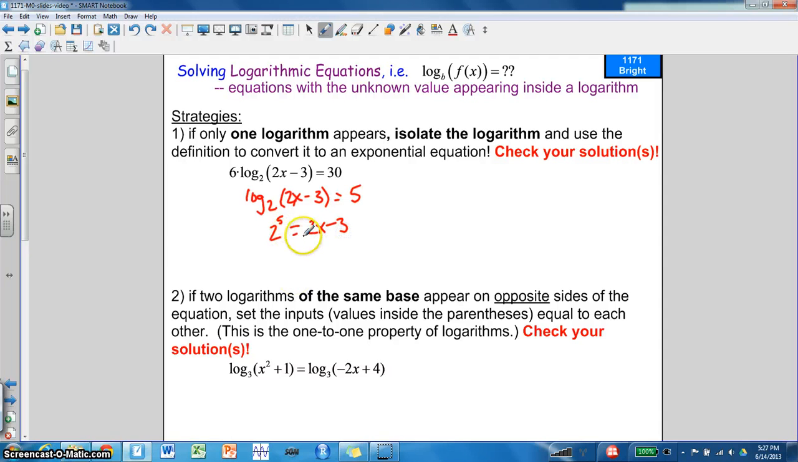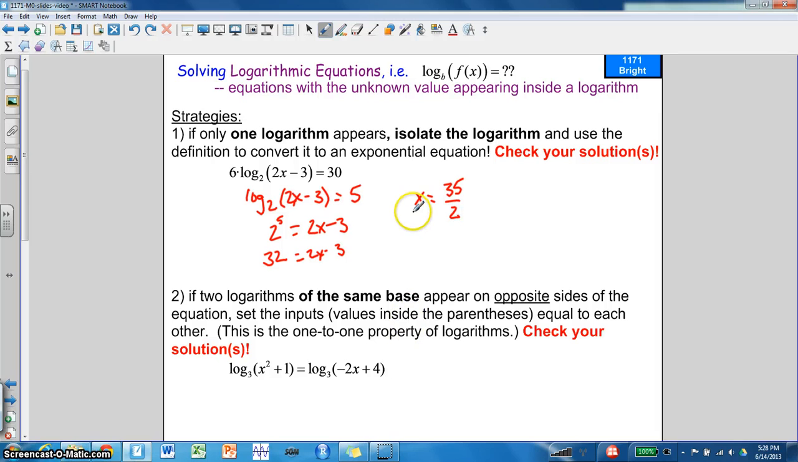Okay, 2 to the 5th is 32. And then, so just doing that arithmetic. And then lastly, solving for x, I'm going to get x is equal to 35 over 2.